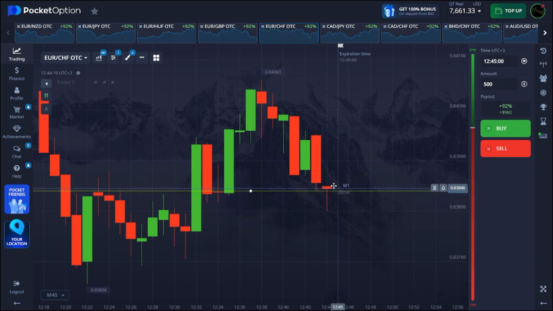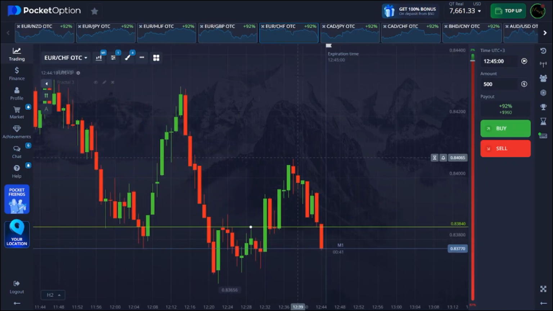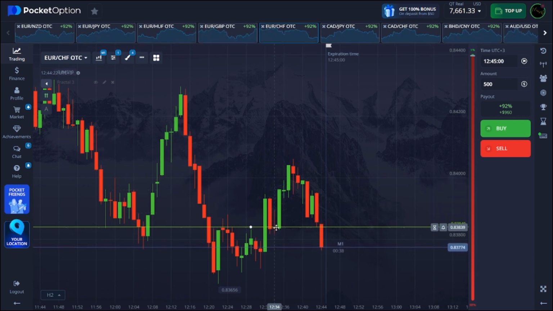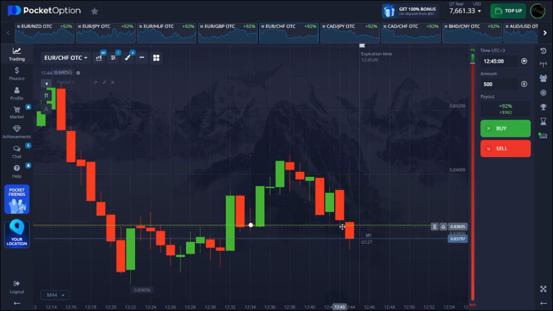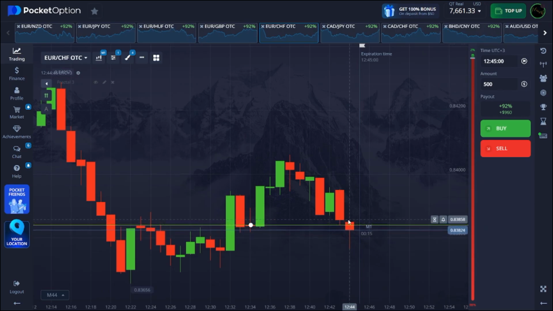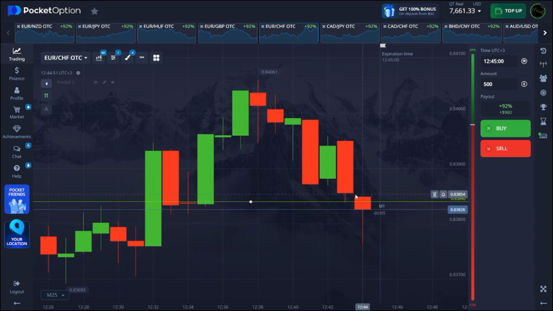So where I took the trade was very simple. This strategy is based on demand and supply, and here we have a demand area right here. So I drew this horizontal line, and once the market came into that area, immediately it touches my line, I take a call trade, and at the end of the closing of the candle, my trade closes and it closed as a win.